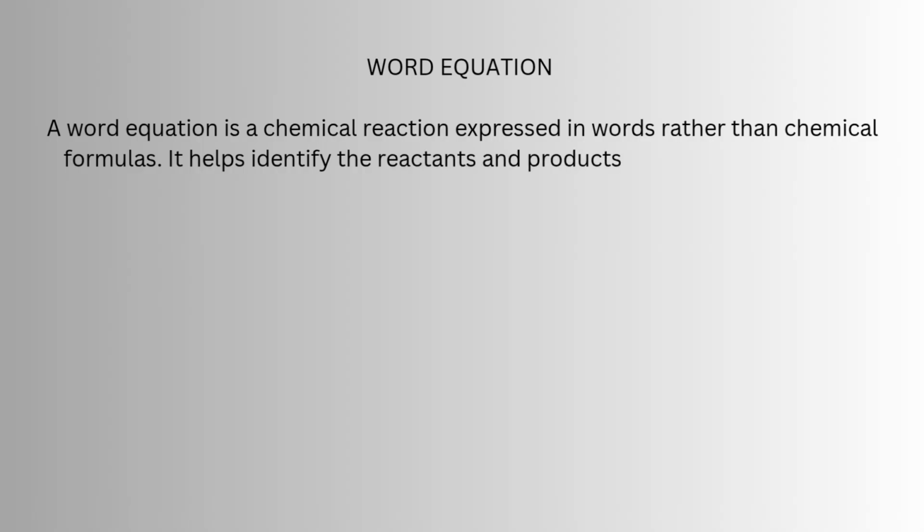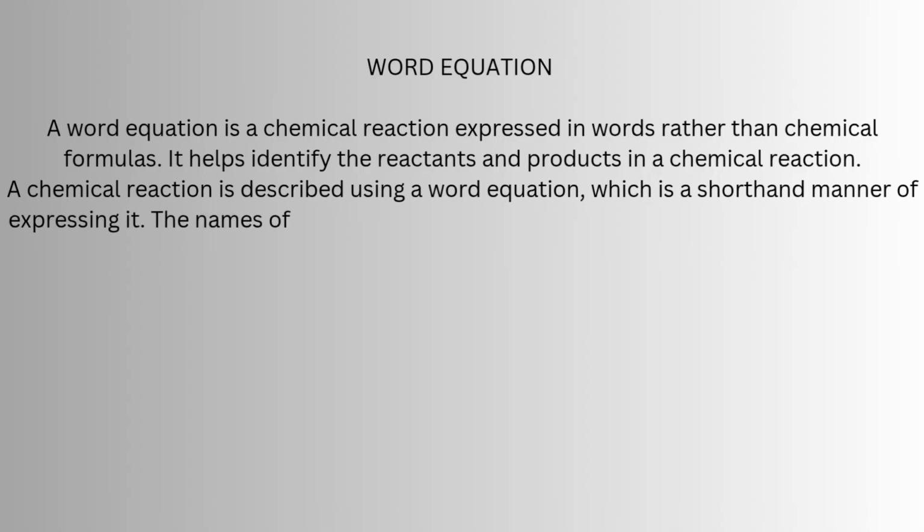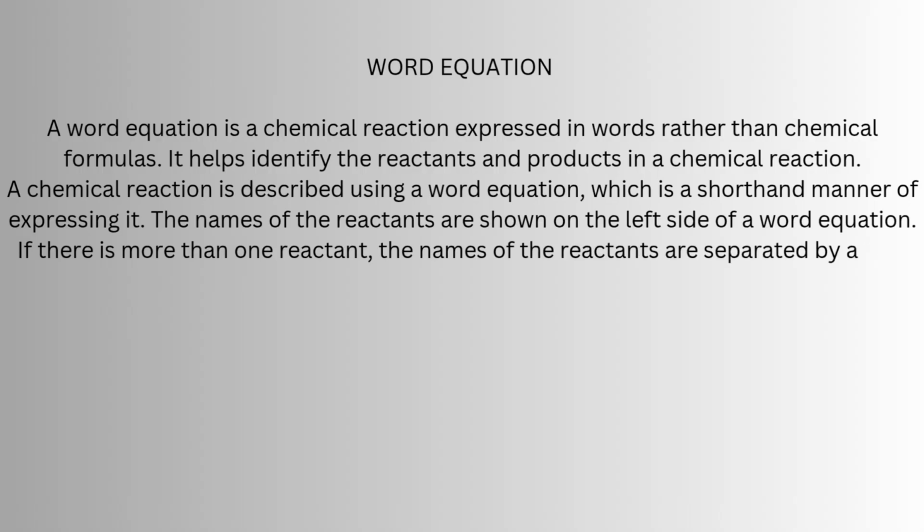The names of the reactants are shown on the left side of a word equation. If there is more than one reactant, the names of the reactants are separated by a plus sign. Products are shown on the right side of a word equation. If there is more than one product, the names of the products are separated by a plus sign.